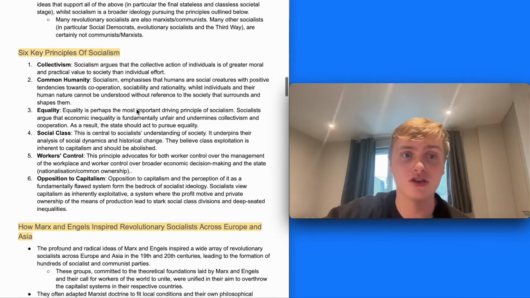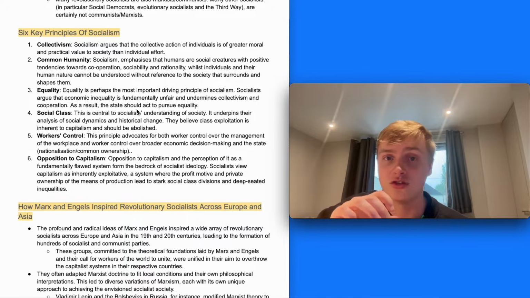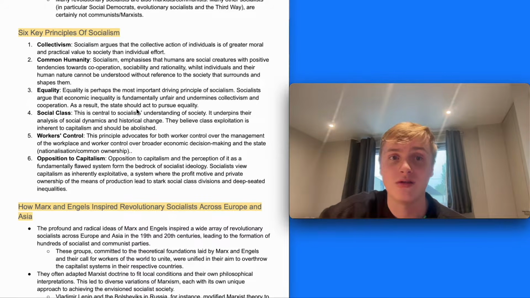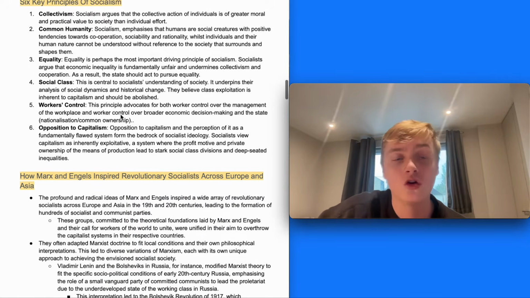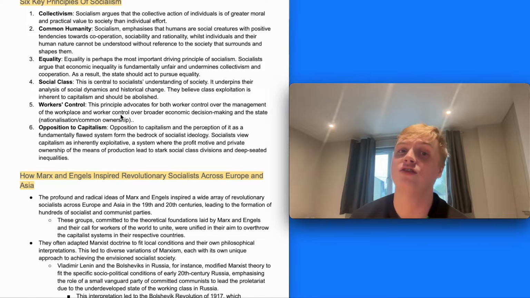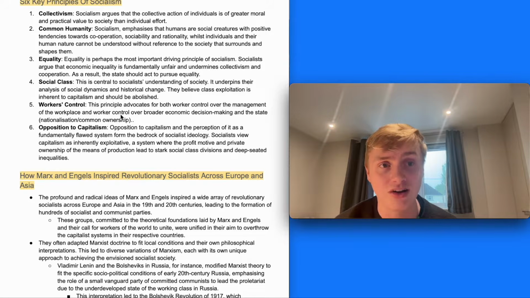So key principles of socialism, just to have a quick introduction to them, are collectivism. That's the argument that the collective action of individuals is of greater moral and practical value to society than individual effort. Very different from liberalism, as you'll notice, which really focuses on the individual. Common humanity. This is the socialist emphasis that humans are social creatures with positive tendencies towards cooperation, sociability, and rationality.